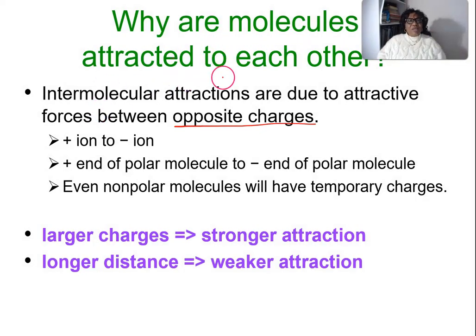Why are molecules attracted to each other? In order to look at intermolecular forces of attraction, let's try to find out what causes molecules to be attracted to each other. And the answer is intermolecular attractions. These are attractive forces between opposite charges. Remember, it's intermolecular forces, not intra. So we are talking about inter, not intra.